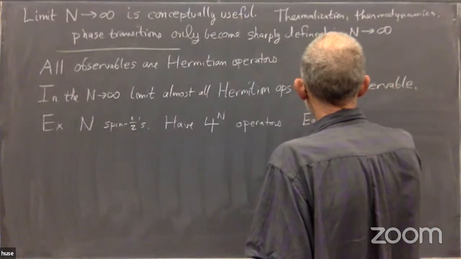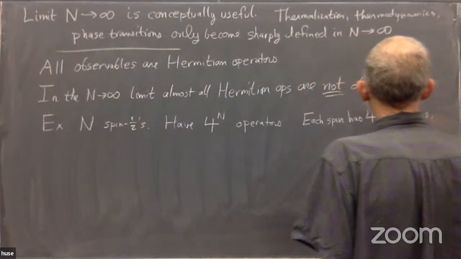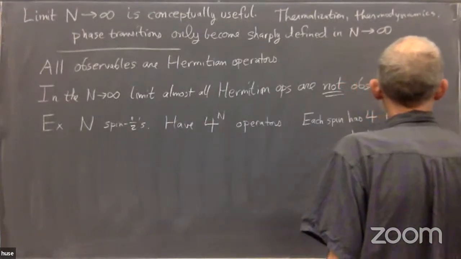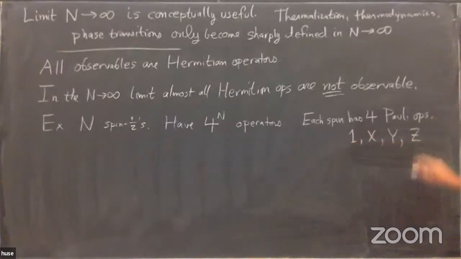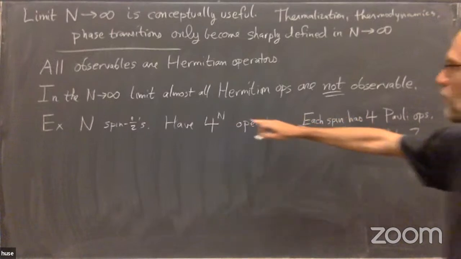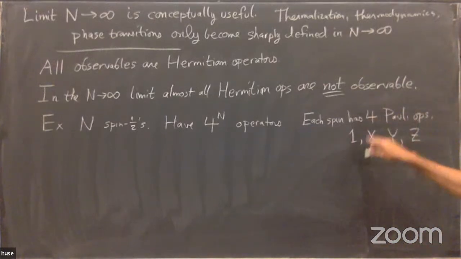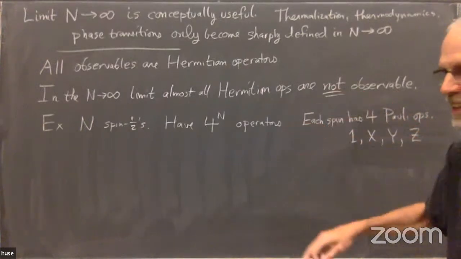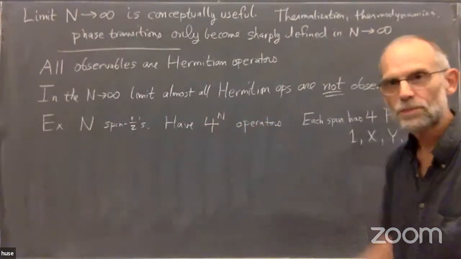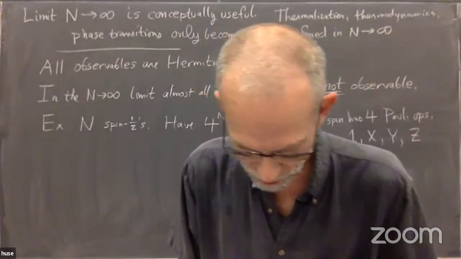And so each spin has 4 Pauli operators, which I'll call 1, x, y, and z. These are the Pauli operators. This one's the identity. So, in a single spin operator, there are only 4 of them. Every single spin operator is a linear combination of these 4 operators. And so a basis for the 4 to the n operators, which are linearly independent and in a certain sense orthogonal, is just take a product of one of the 4 Pauli operators on each spin and multiply them. And that's why there's 4 to the n of them. So there are 4 to the n Hermitian operators. You can make them all Hermitian by putting your i's in the right place.